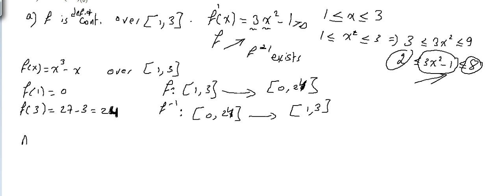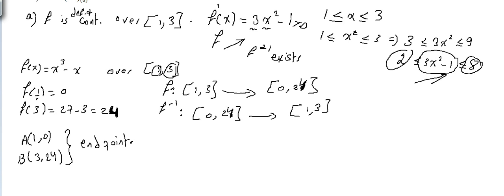Now, can we say that point A has abscissa 1 and ordinate 0, and point B has abscissa 3 and ordinate 24? For sure they are the endpoints. Abscissa 1 gives ordinate 0, and abscissa 3 gives ordinate 24.